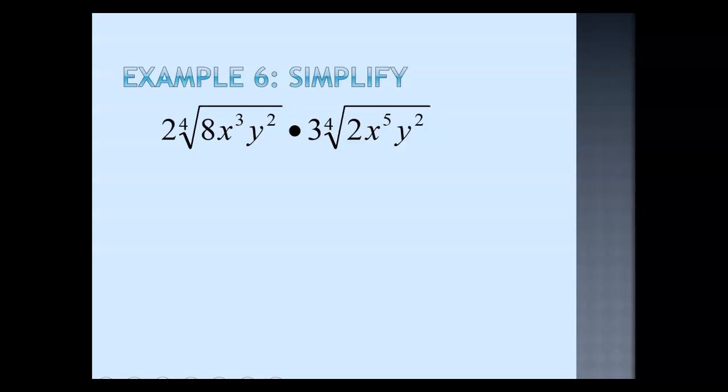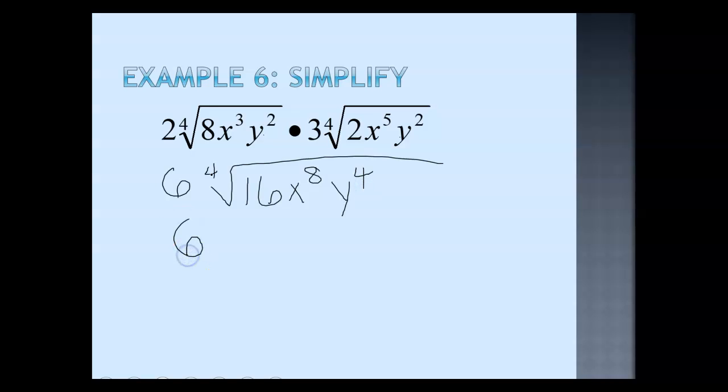It's a 4th root, so that means we're looking for 4s. Okay, so you're dividing exponents by 4. So 2 times 3 is 6, and then you get the 4th root. 8 times 2 is 16. x cubed times x to the 5th is x to the 8. y squared times y squared is y to the 4. Okay, so the 6 stays. The 4th root of 16 is 2.